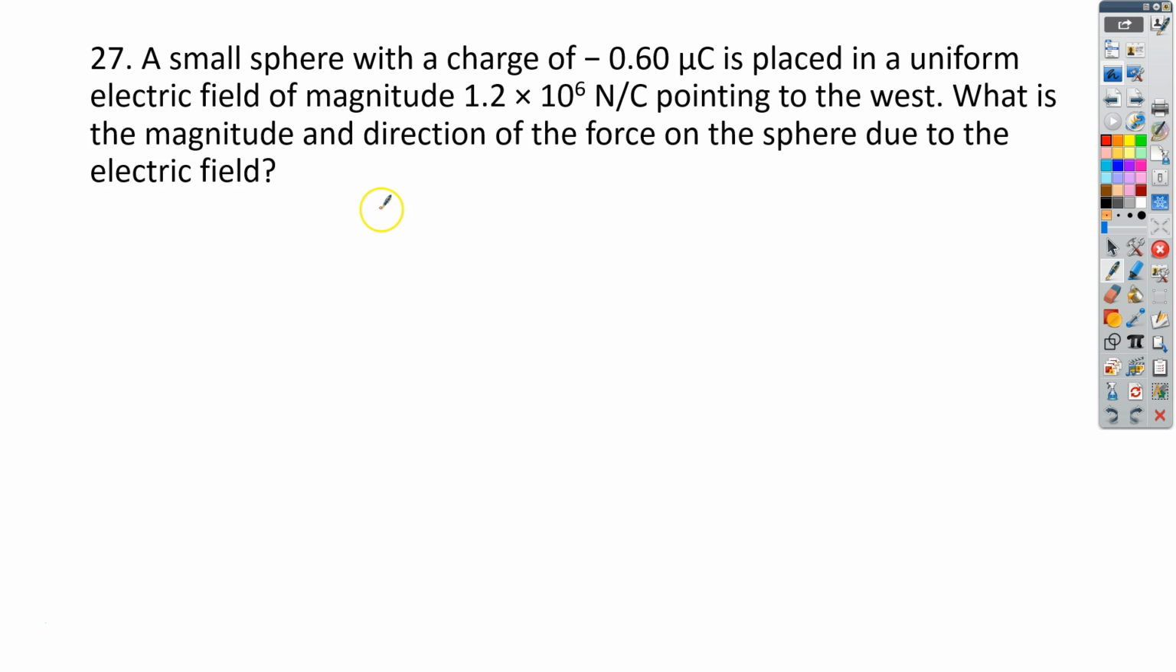So for this one, a few things that we've got to recognize. One of them is this, we need to get into standard notation. So this will be -0.6 times 10 to the -6. That's micro, and then it's coulombs. And we know that this is the charge. They want to know the magnitude and direction of the force on the sphere due to the electric field.